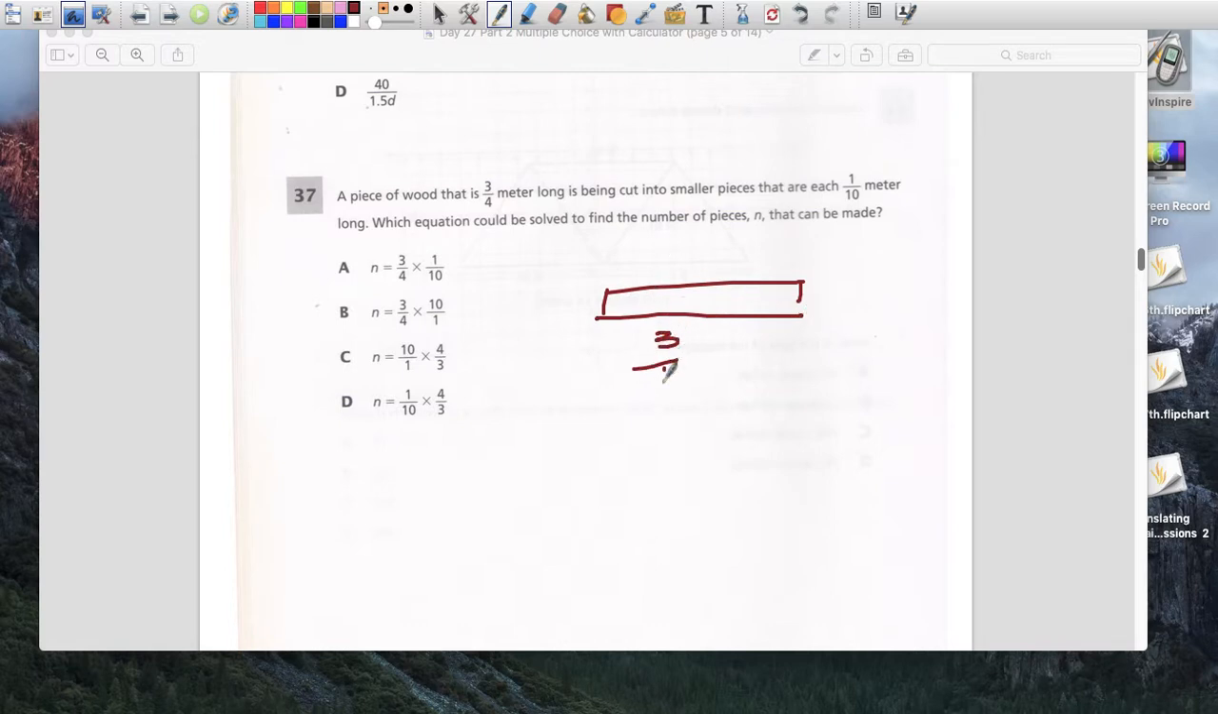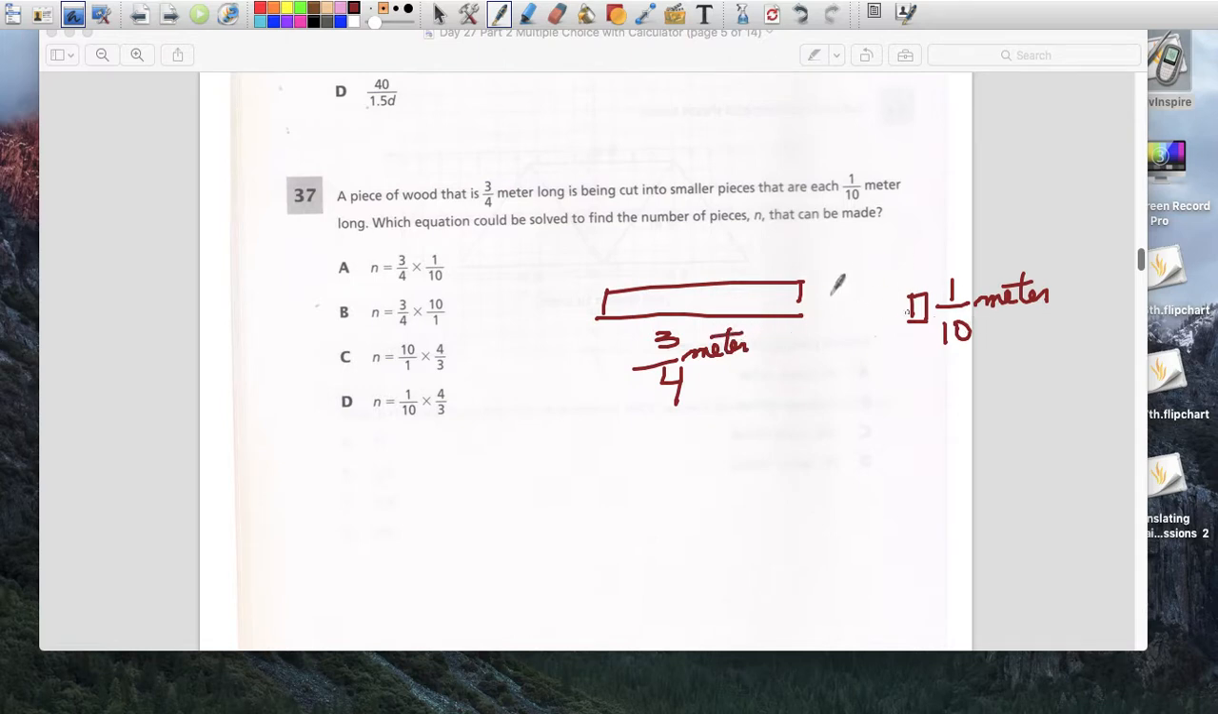Here's a piece of wood. It's 3/4 of a meter long. It's going to be cut into pieces that are 1/10 of a meter. So it's 3/4, and I'm going to make 1/10. This is obviously not to scale. This is 1/10 meter long. So how many of these can we get out of a 3/4 meter?